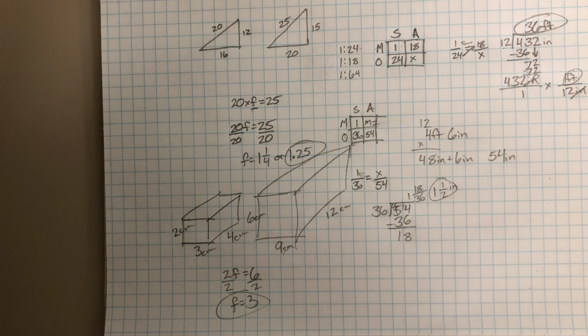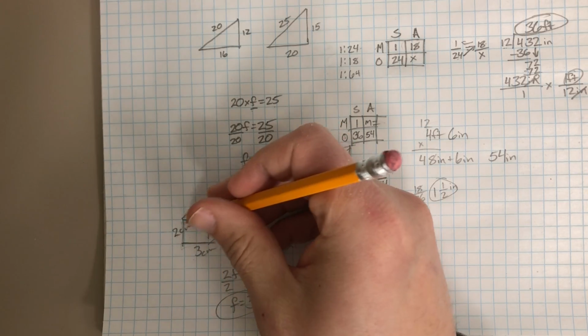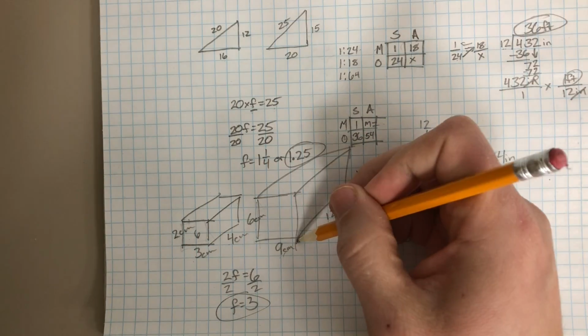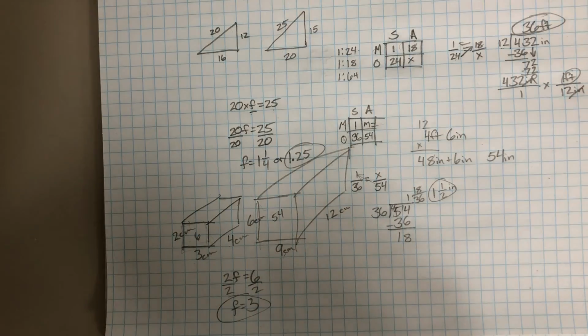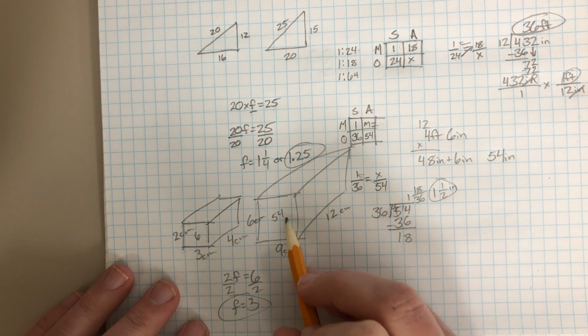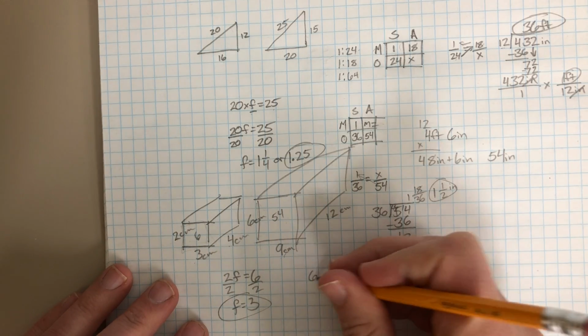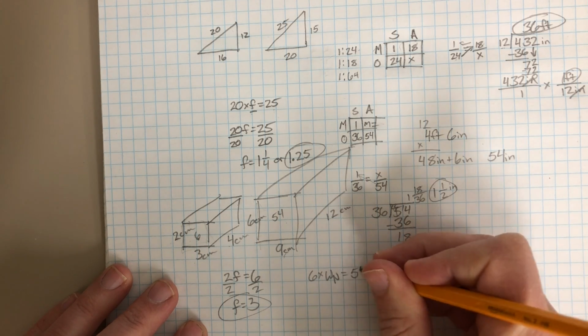Okay? Part B says, the area of any face of the larger prism is how many times the area of the corresponding face. All right, well, let's look at the faces. This face is a 2 by 3. 2 by 3 is 6. And this one's a 6 by 9. 6 times 9 is 54. So this is asking me how many times larger is this than this? Or another way to put it, 6 times what number would equal 54?